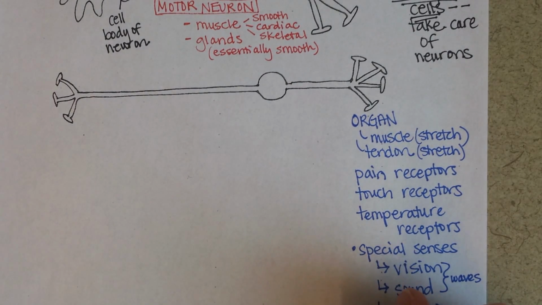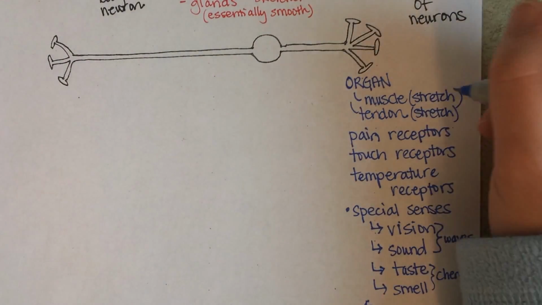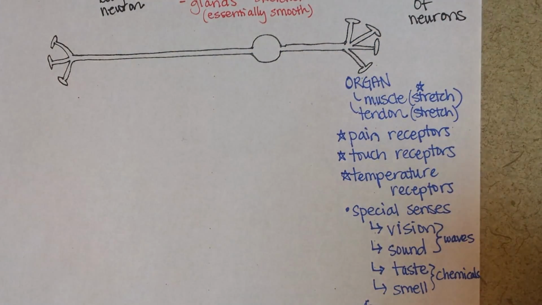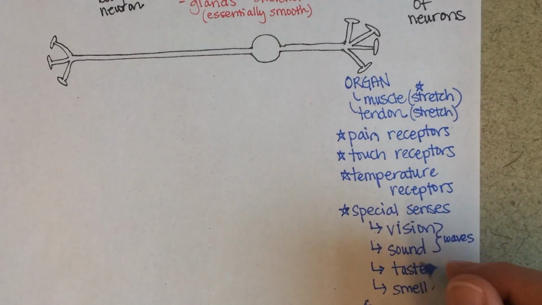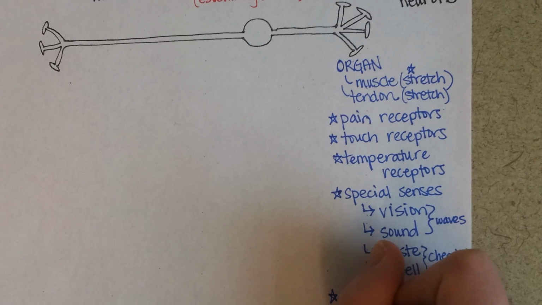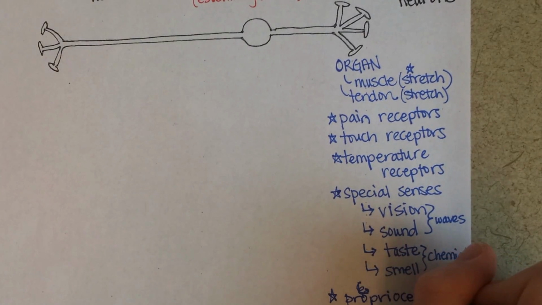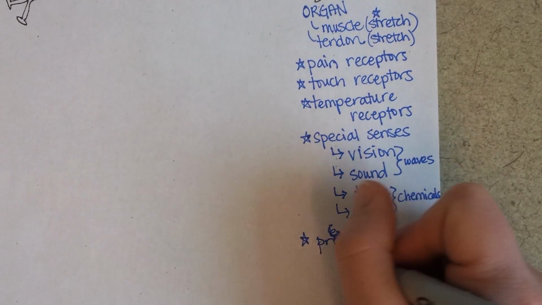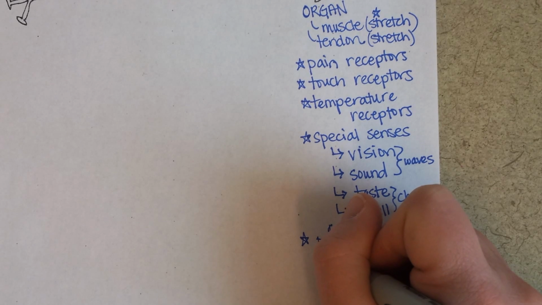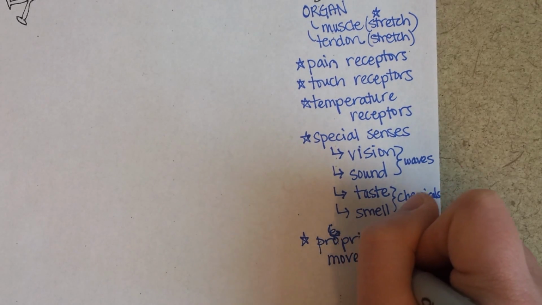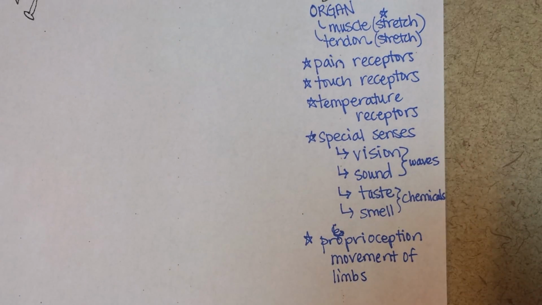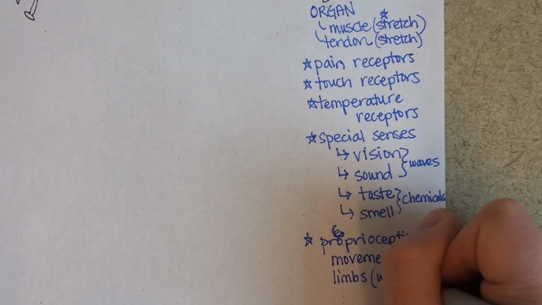Then there's something called, oh wait, that's not a special sense though. So we've got stretch receptors, pain receptors, touch receptors, temperature receptors, special senses that we went through there, and then something called proprioception. This has to do with gravity. And what it does is the movement of the limbs is reported back to the brain. So with your eyes closed, you know where your arms are, where your legs are, where they are positioned.